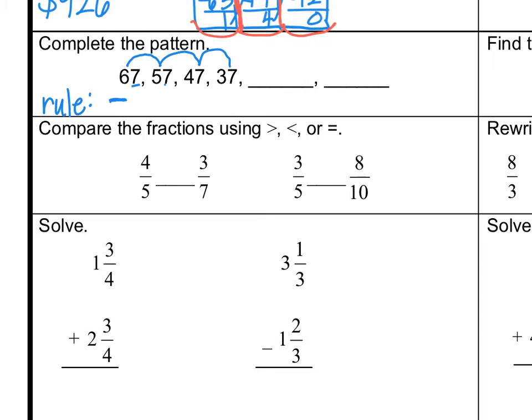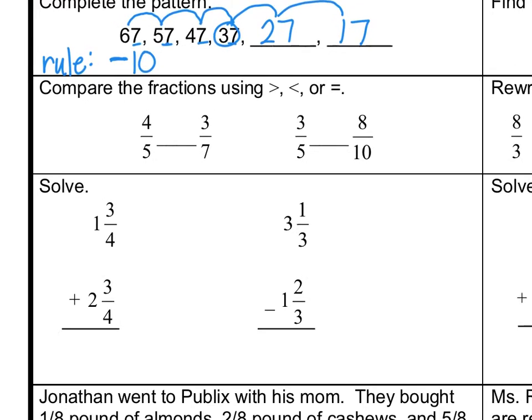And look at the ones place each time. It's going down by 10 each time. So 37 take away 10 would be 27. And 27 take away 10 would be 17.